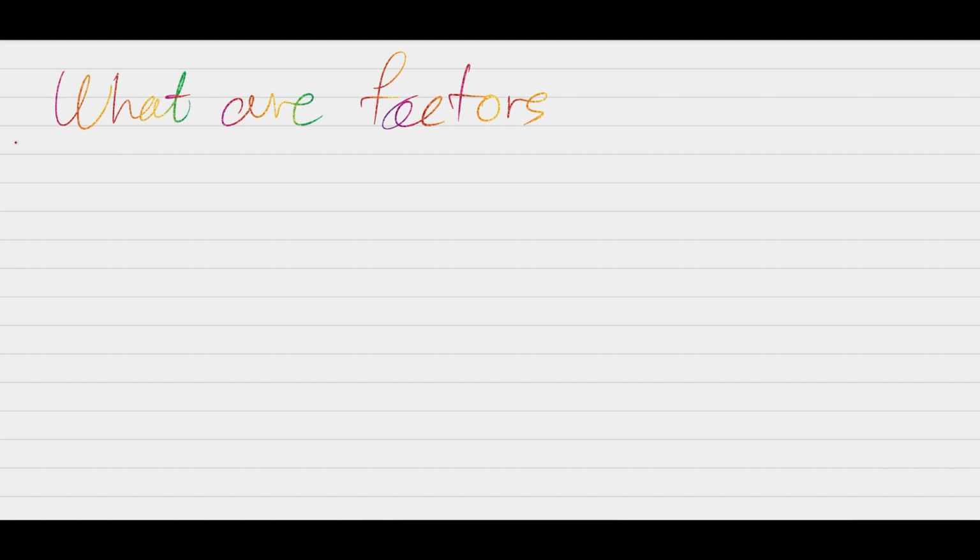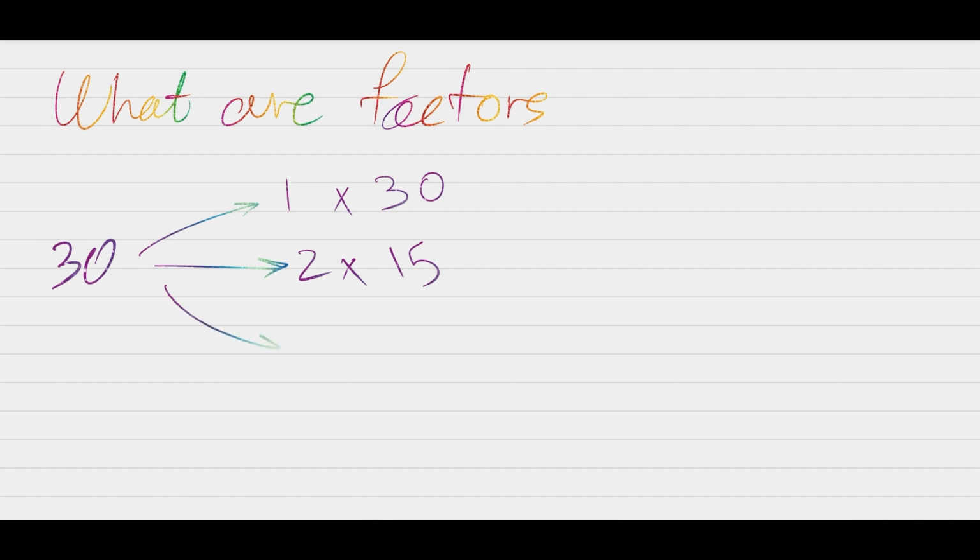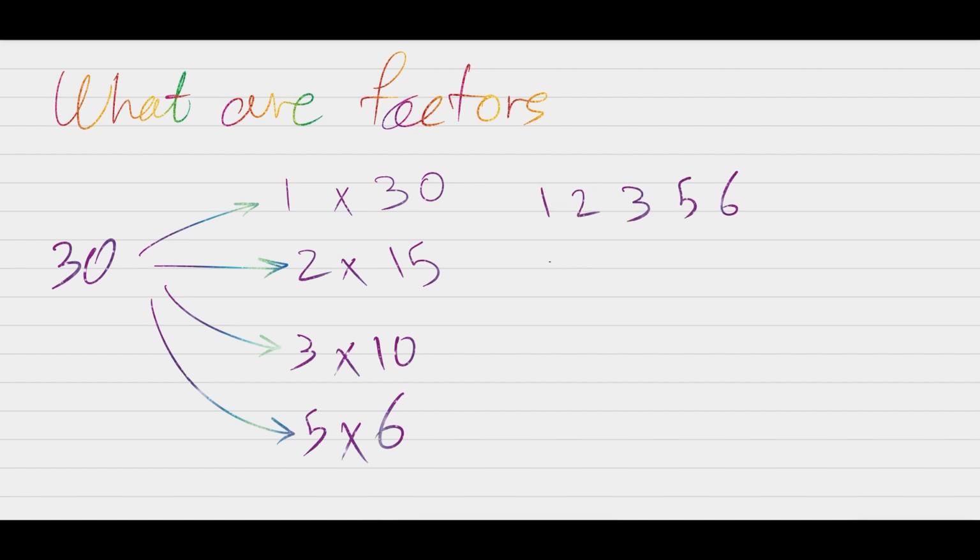Let's look at the number 30. What are the factors of 30? To find them all, we ask ourselves what numbers multiply to equal 30? Well, we can start with 1 times 30 equals 30, 2 times 15 equals 30, 3 times 10 equals 30, 5 times 6 equals 30. Easy, isn't it? So the factors of 30 are 1, 2, 3, 5, 6, 10, 15, and 30.